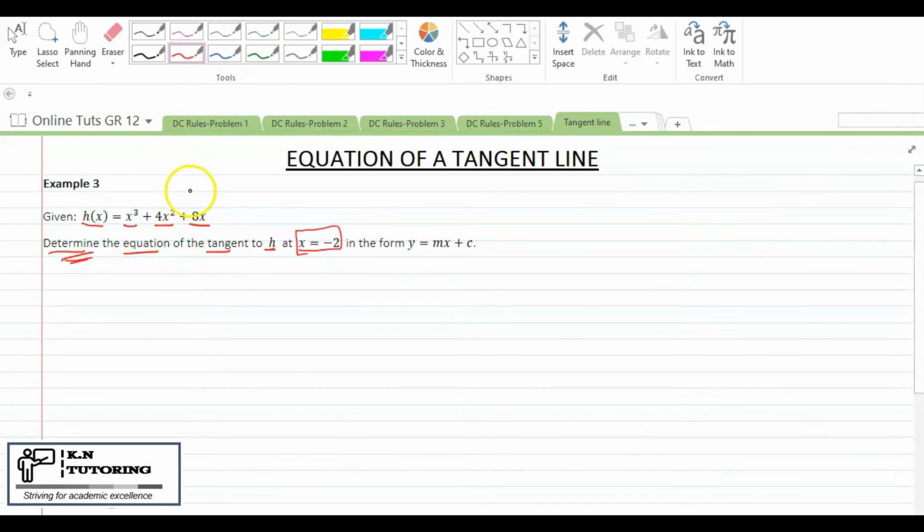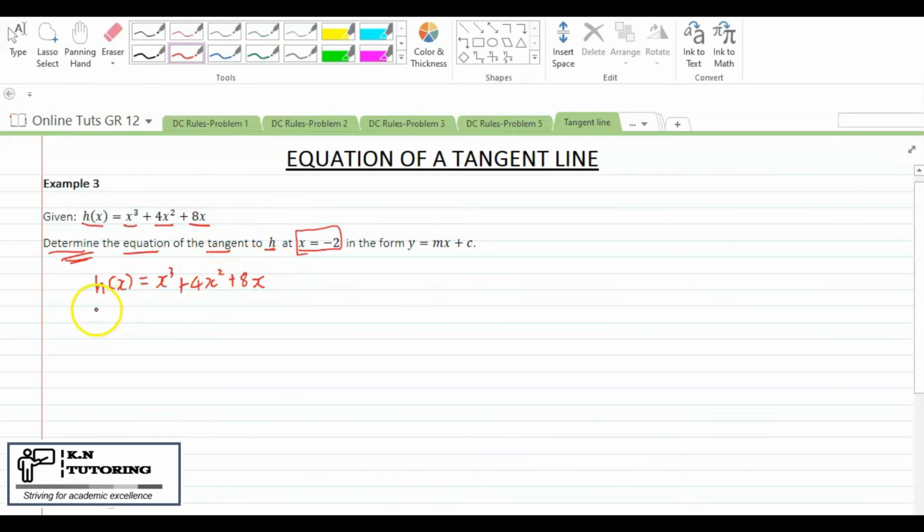Okay, so we are given h of x. That's the first thing, which is x cubed plus 4x squared plus 8x. So since we are not given the gradient, we are going to differentiate this so that we can get the gradient function, and then substitute this x value to get the actual gradient of this curve, which is the same as the gradient of this tangent.